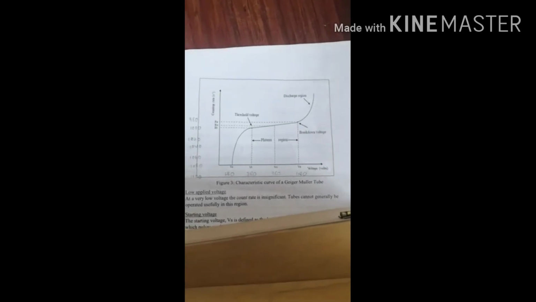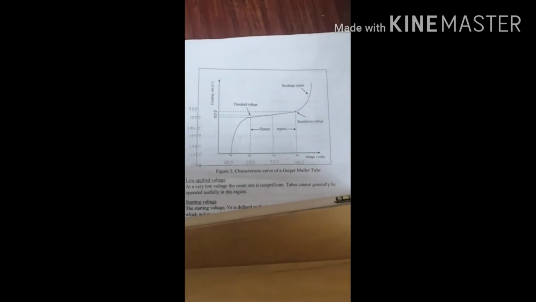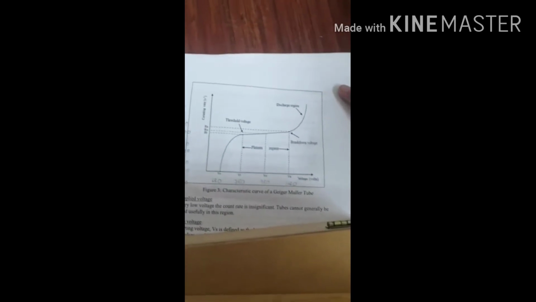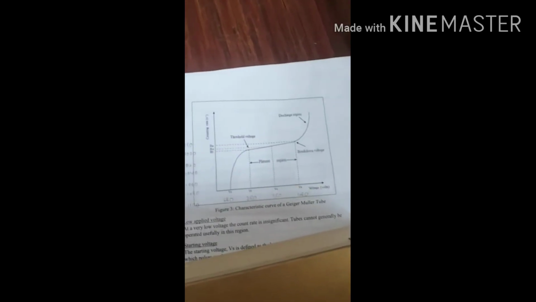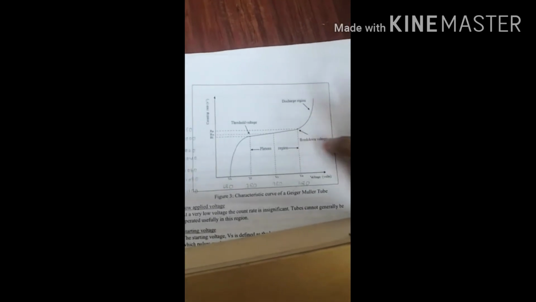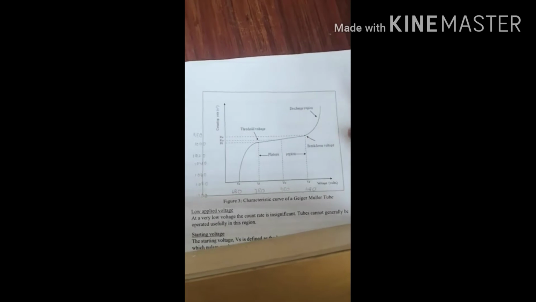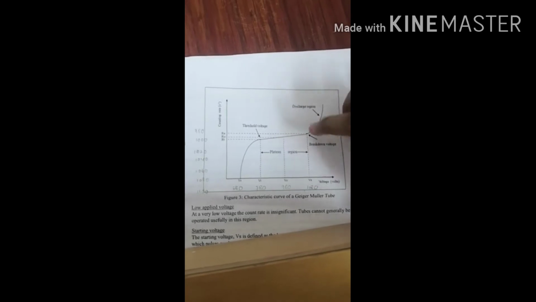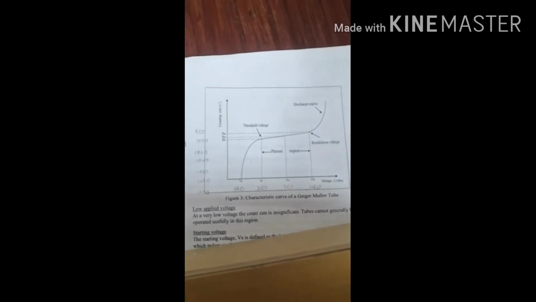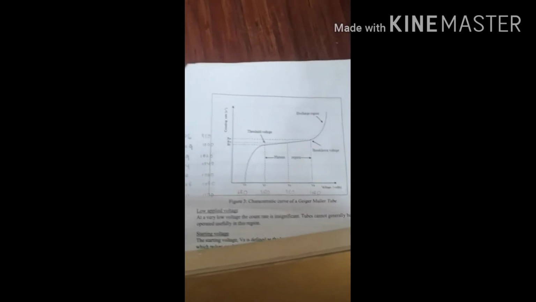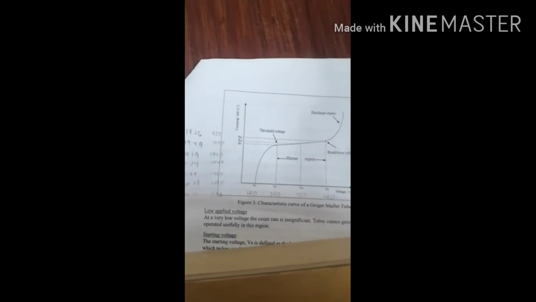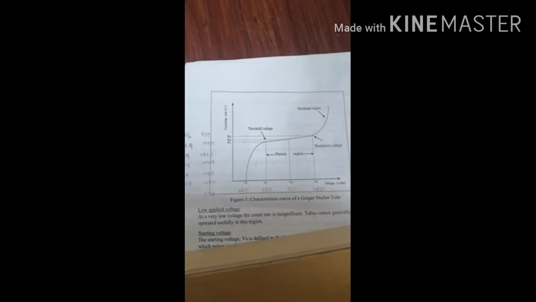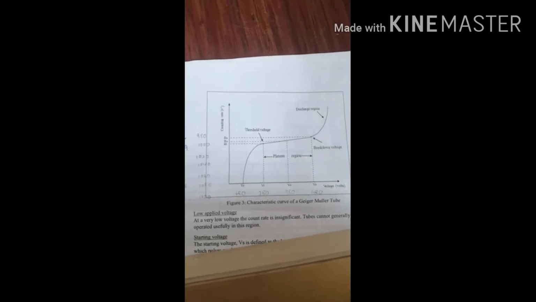So now I will explain what I understand from experiment A. Basically, if we get the data, we can plot the graph, and this is an example of the characteristic curve of a Geiger-Müller tube graph. We can find the operating voltage by adding the threshold voltage and the breakdown voltage and dividing by 2, and we obtain the operating voltage for this Geiger-Müller tube. Basically, the operating voltage is the voltage at which the Geiger-Müller tube can measure.